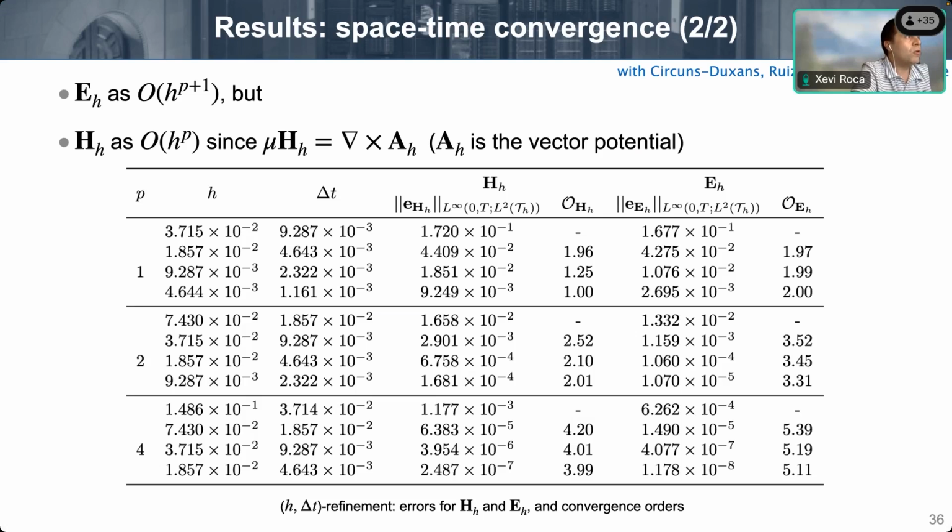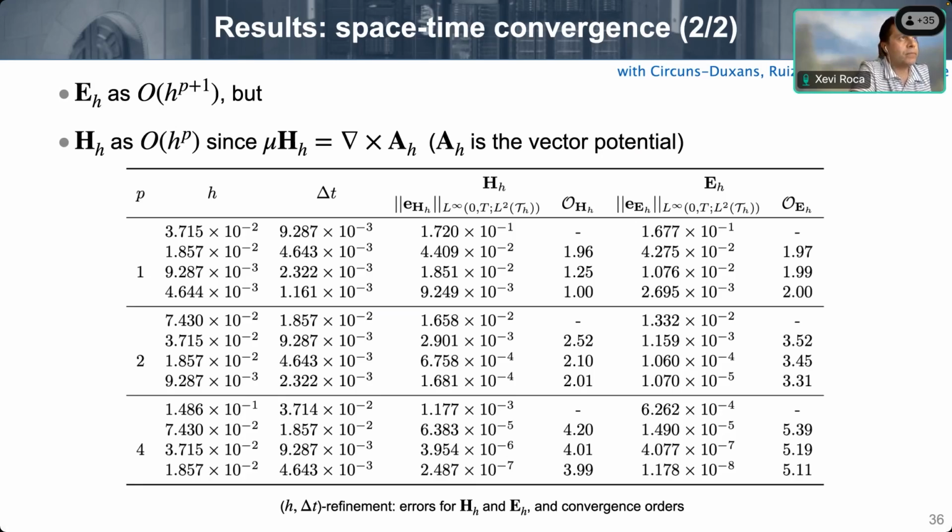In groups of rows, we have polynomial degrees p equal 1, 2, and 4. In the first column, the polynomial degree; in the second column, the mesh size; in the third column, the delta t. For the convergence test, we divide the mesh size by 2. Then we plot the errors, but what we care about is the order. You can see that you get this p plus 1 and this p. The only one that looks a little bit weird is for p equals 4, where you get 3.99, but this is actually a 4, which is what you expect for the magnetic field.